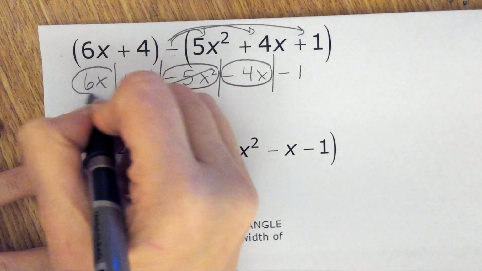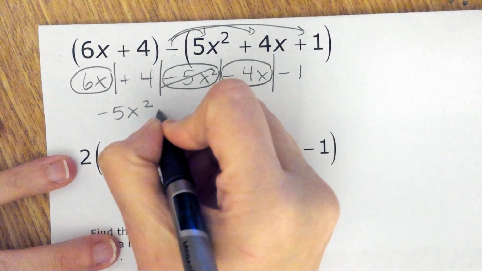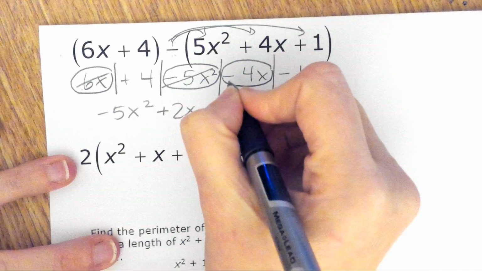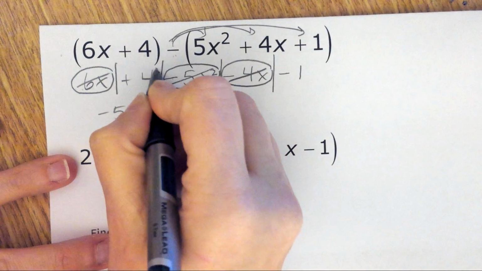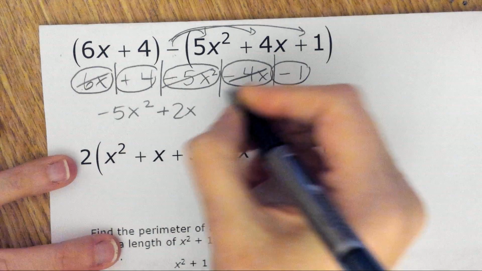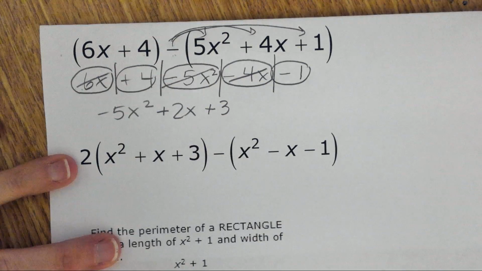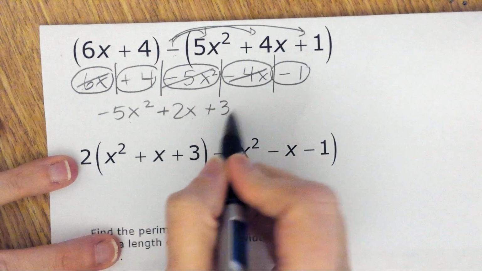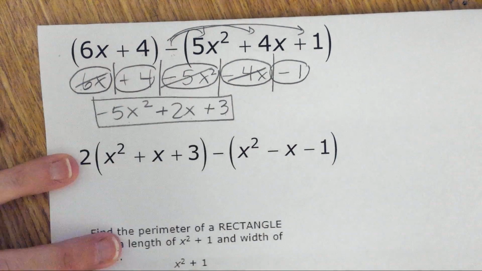I have two of them. 6 minus 4 is positive 2x's, so that's my linear terms. And now I have my ones. 4 minus 1 is positive 3. I have one quadratic, one linear, one constant, so I'm done.